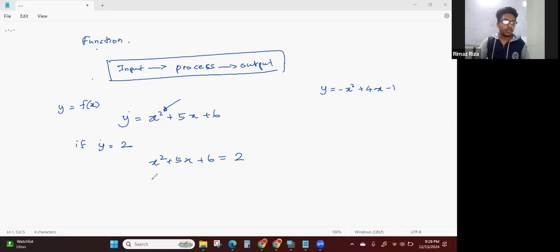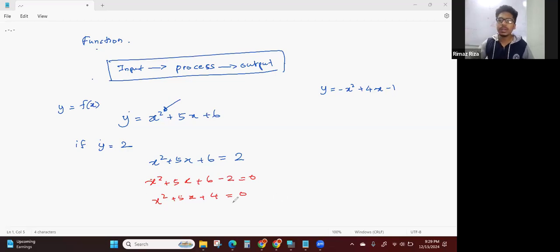Okay. So now we want to find what are the values of x that satisfy this equation. For that, we have to solve this equation, right? How to solve? You take x squared plus 5x plus 6, take this 2 to this side, and then it's minus 2, equals 0. So x squared plus 5x plus 6 minus 2, that is 4, equals 0. So here you get a quadratic equation. Now you have to solve this quadratic equation to find the value of x which satisfies this condition, right?